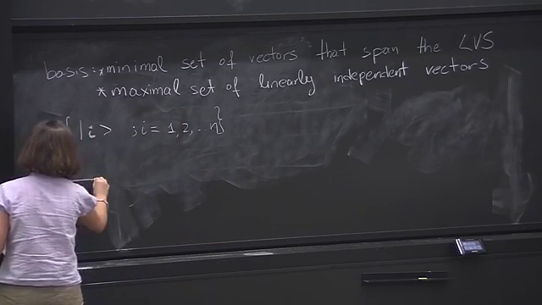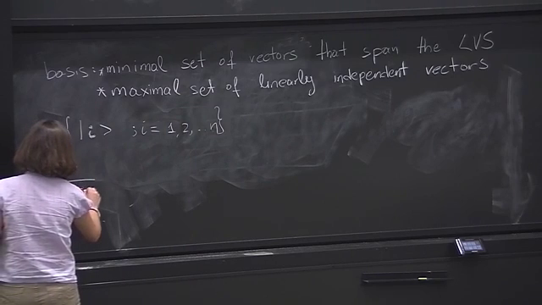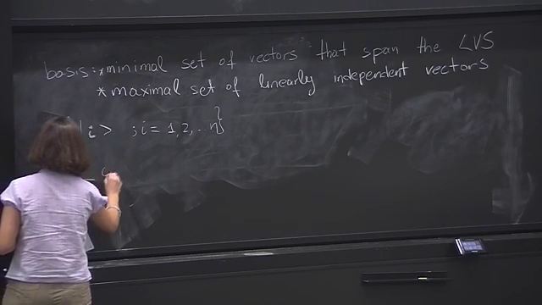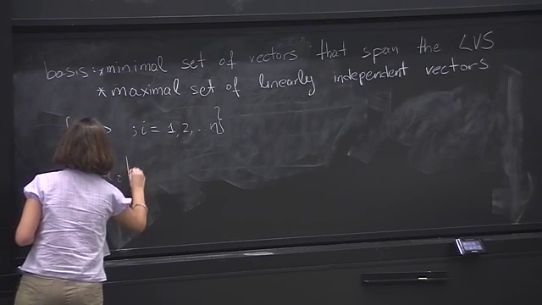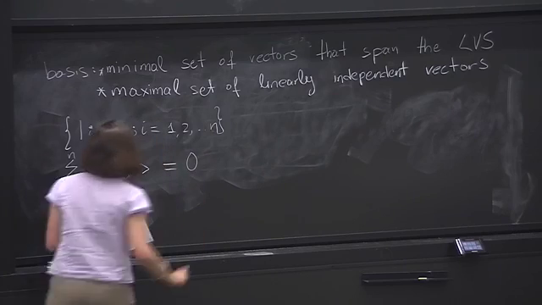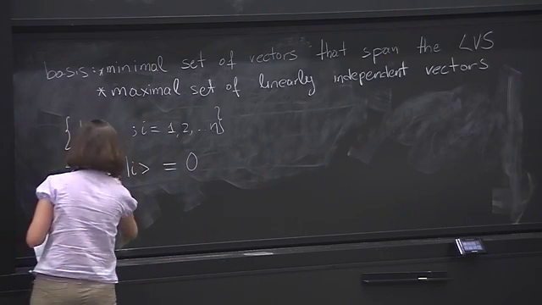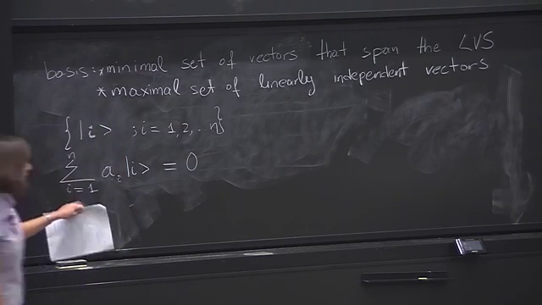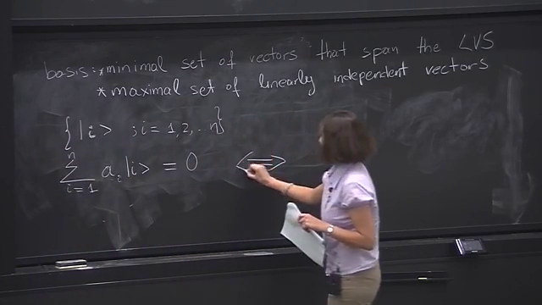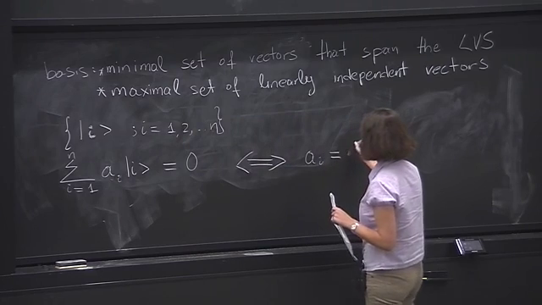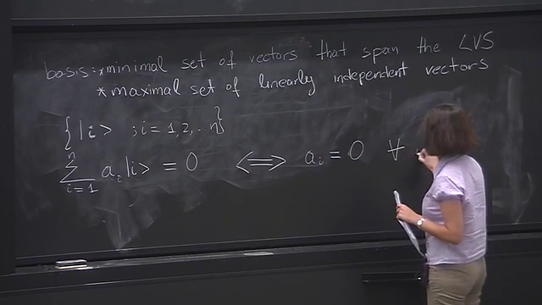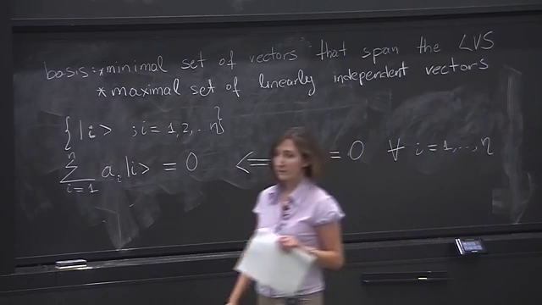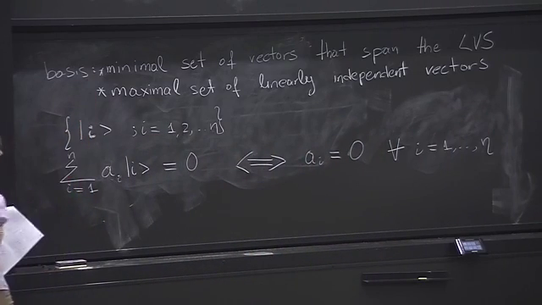Then if we demand that a certain linear combination of these vectors is equal to 0, where these a_i are just numbers, this must mean that all a_i are equal to 0. And you can check that these two definitions are equivalent.